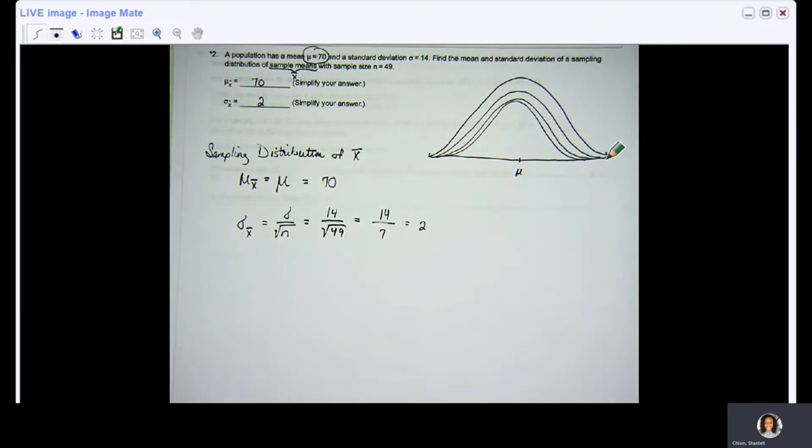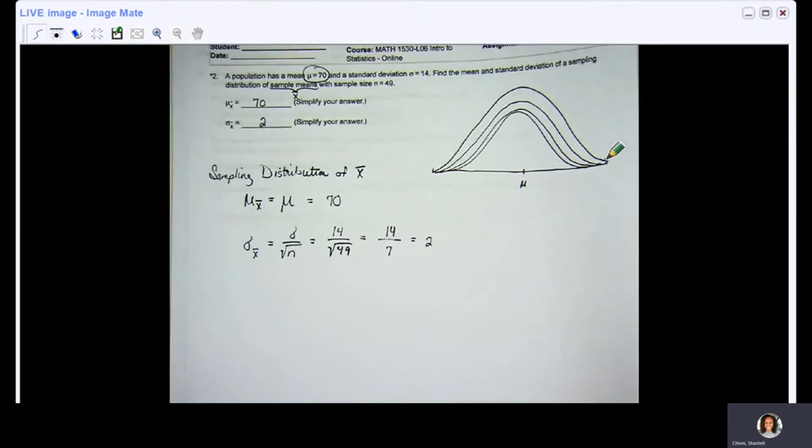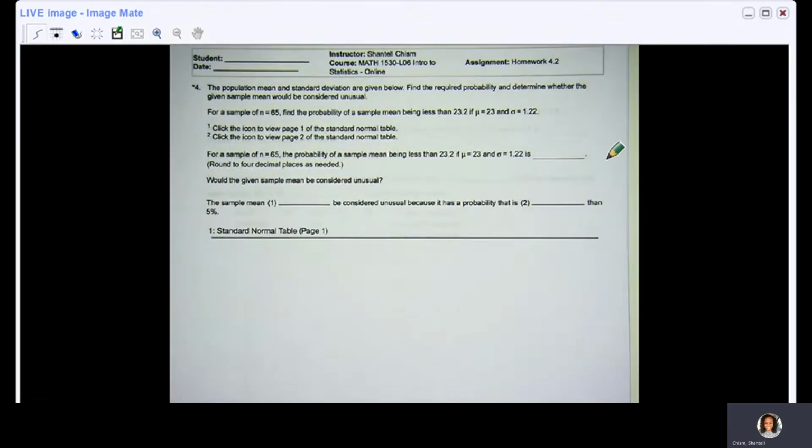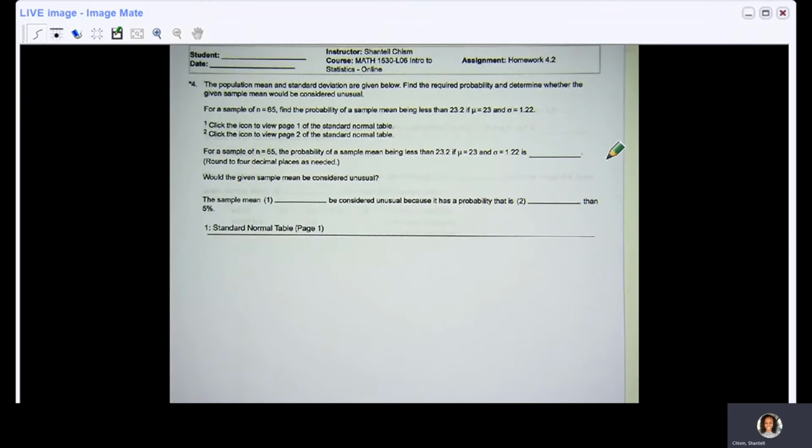So the standard deviation for X bar, the standard deviation for the sample means, is 2. The mean for the sampling distribution is 70. Okay? And we didn't calculate probability here just yet. We're just looking at the basics of a sampling distribution for number 2. I think we actually get to calculate some probability on number 4.